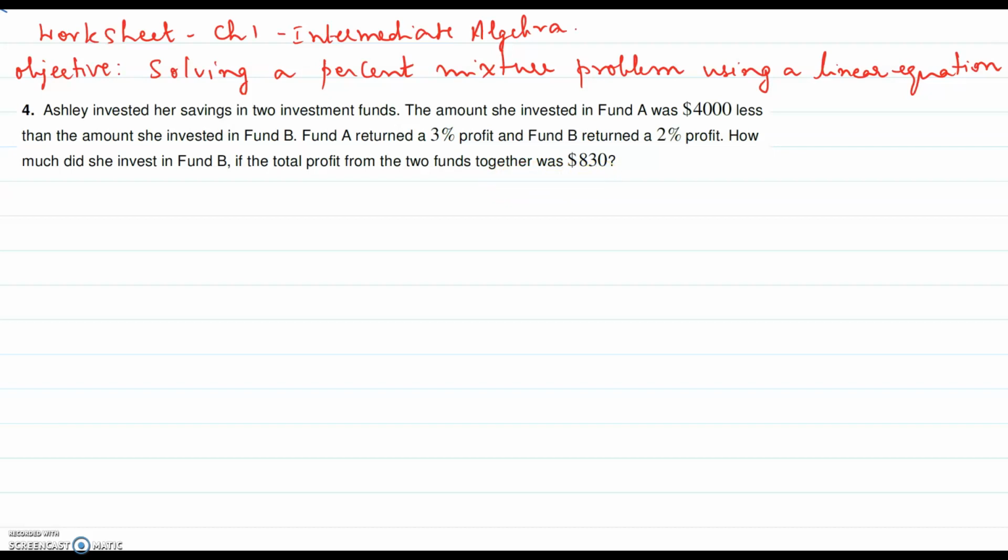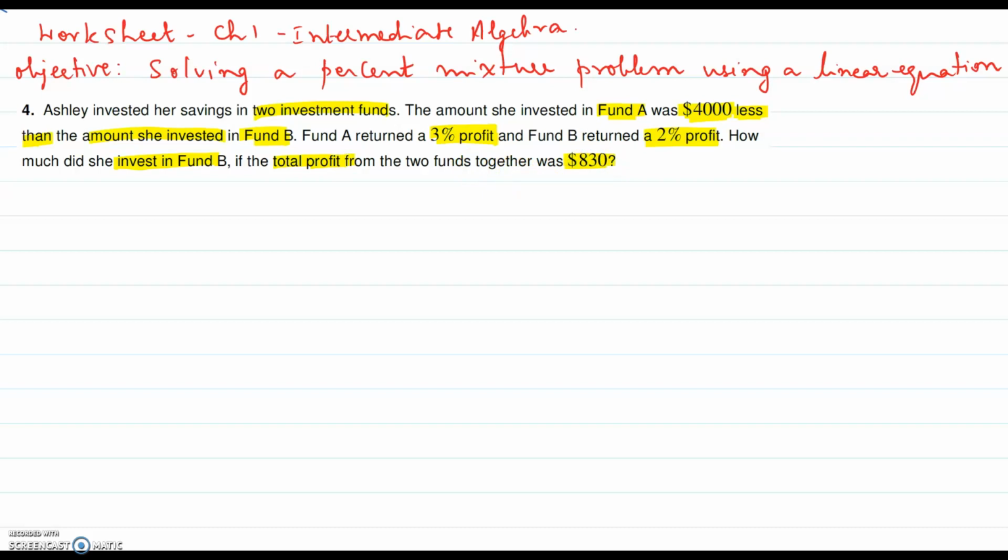We will underline the keywords in the problem. There are two investment funds, which are Fund A and Fund B. The amount she invested in Fund A was $4,000 less than the amount she invested in Fund B. Fund A returned 3% profit. Fund B returned 2% profit. How much did she invest in Fund B? That's what the question is. If the total profit together was $830.